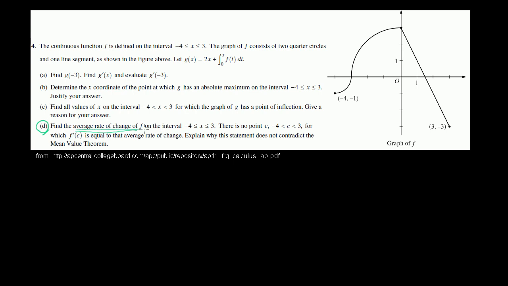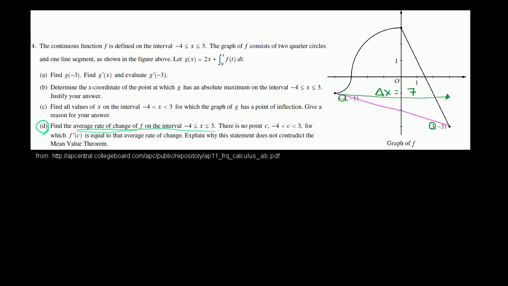The average rate of change of f on the interval. Sounds like a very fancy thing, but the average rate of change on the interval is really just the slope of the line that connects the endpoints of the interval. So this right over here, those are the endpoints, and let's figure out the slope of that line. So going from this point to that point, our change in x over here is equal to 7. And you could get that by taking 3 minus -4. You could literally just count 1, 2, 3, 4, 5, 6, 7. That's our change in x.